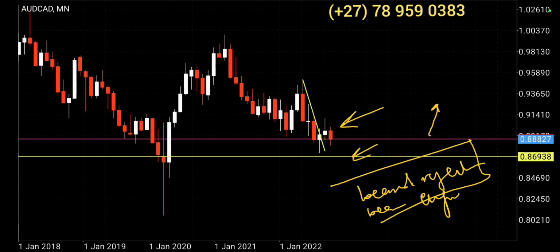You don't go there with a limit order. It's not safe. Not everything is pointing up. You cannot go with the limit order. You have to wait for confirmation.